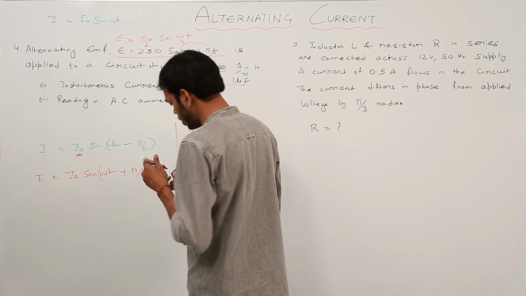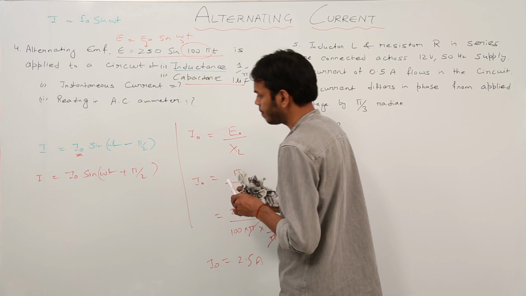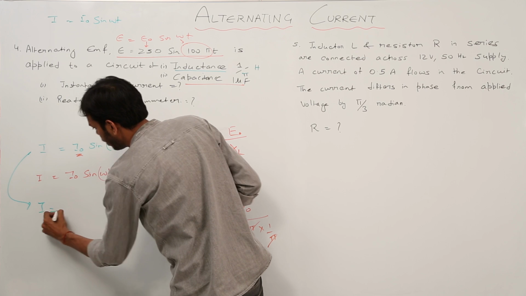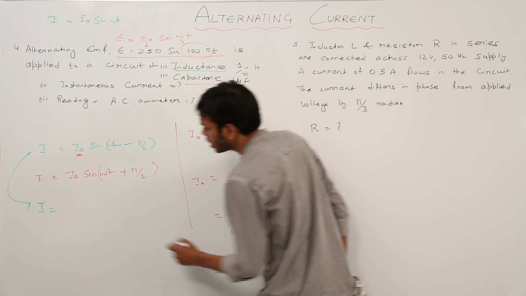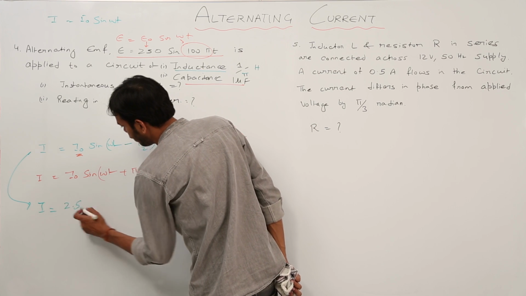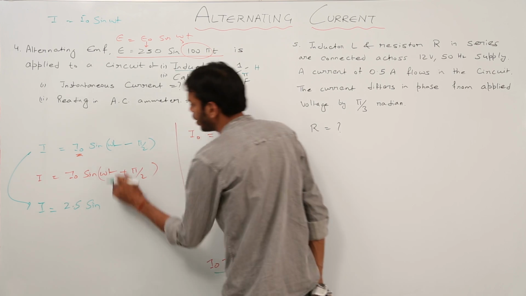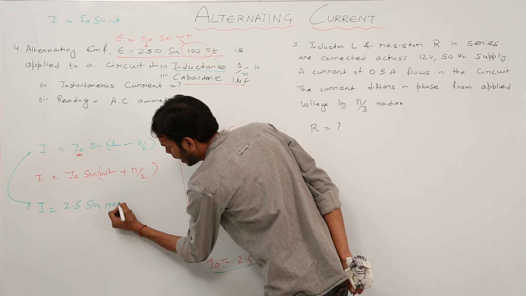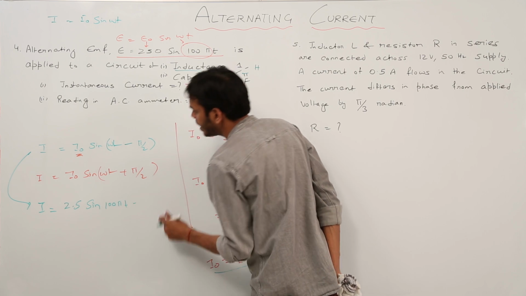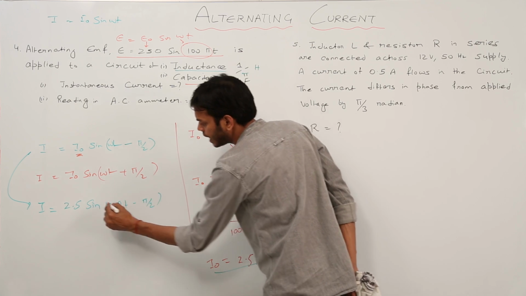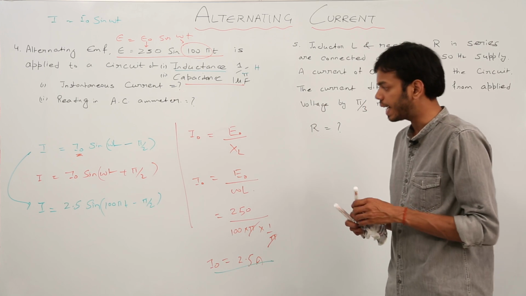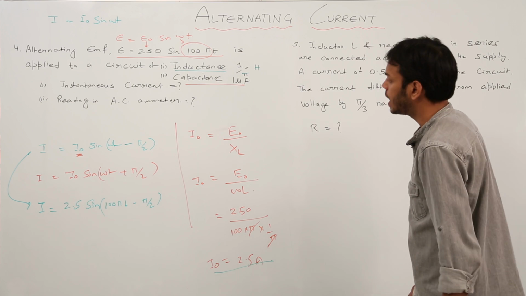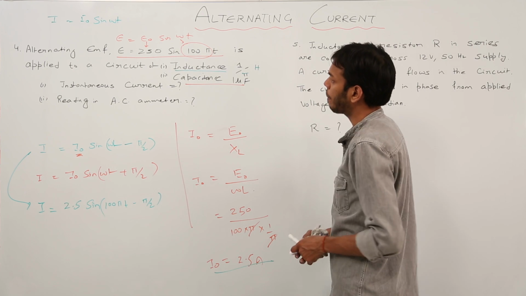So my equation would become, instead of rubbing it, I am writing my equation. I will be equal to I naught, which is 2.5 sine, what is omega and t? Omega t remains the same, 100 pi t minus pi by 2, because in case of inductive circuits, current lags behind the voltage by phase angle of pi by 2. Similarly, you can find the value for capacitance.